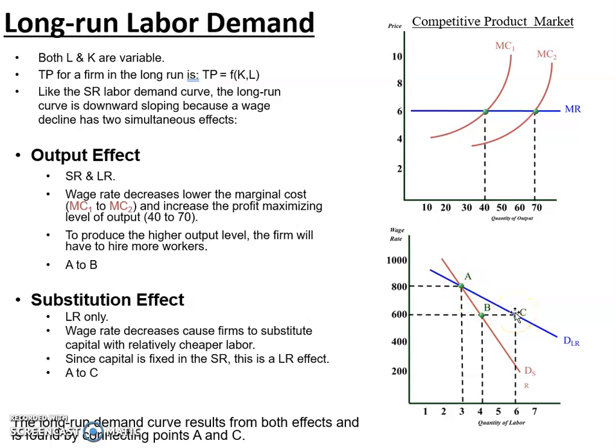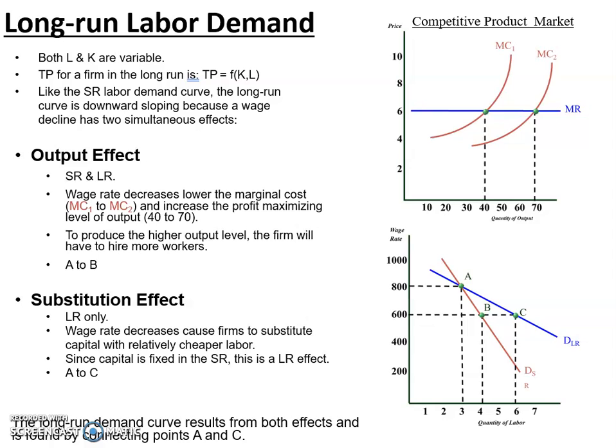When wages go down, firms will hire more workers because, one, there's an output effect. They want to make more stuff now that the costs of production are lower. And two, a substitution effect. Get rid of some of that more expensive capital and substitute it with labor. In the long run, they can do both.